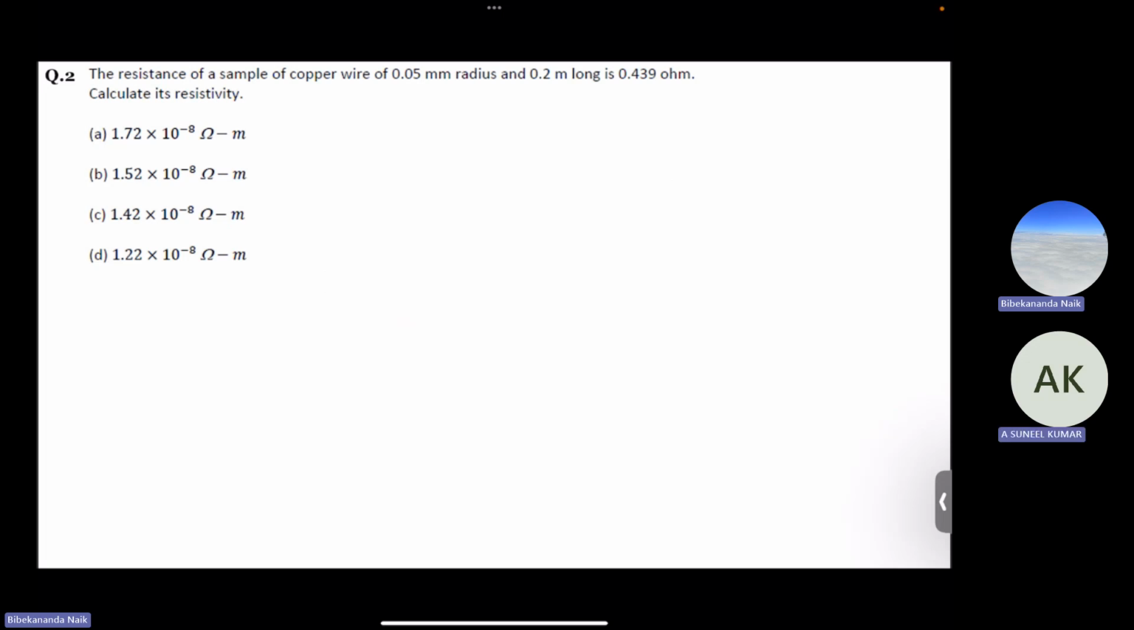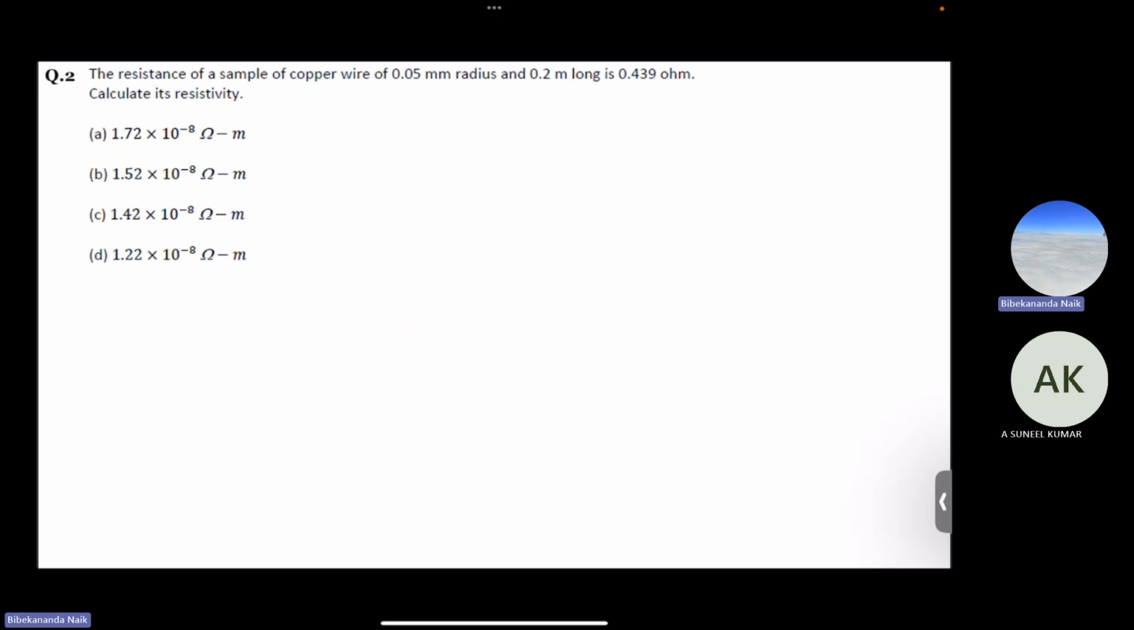Sir, is it 1.72 into 10 power minus 8 ohm meter? Yes. So the correct option is option A, 1.72 into 10 to the power minus 8 ohm into meter.